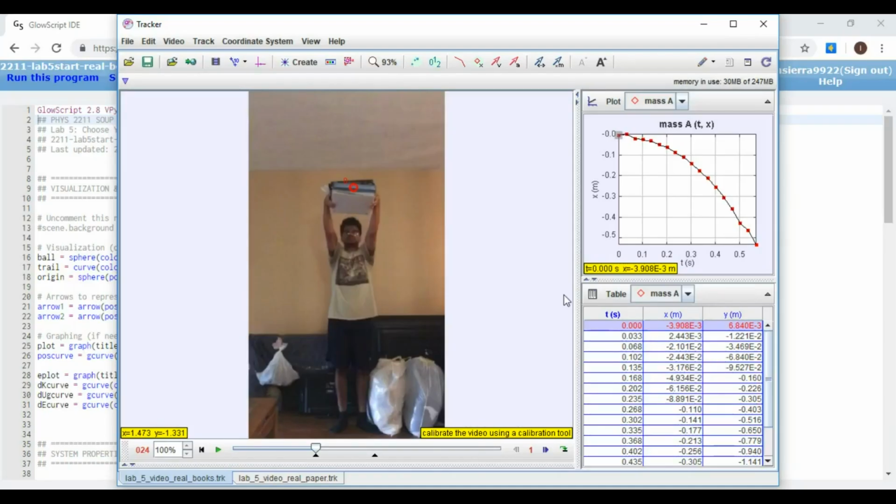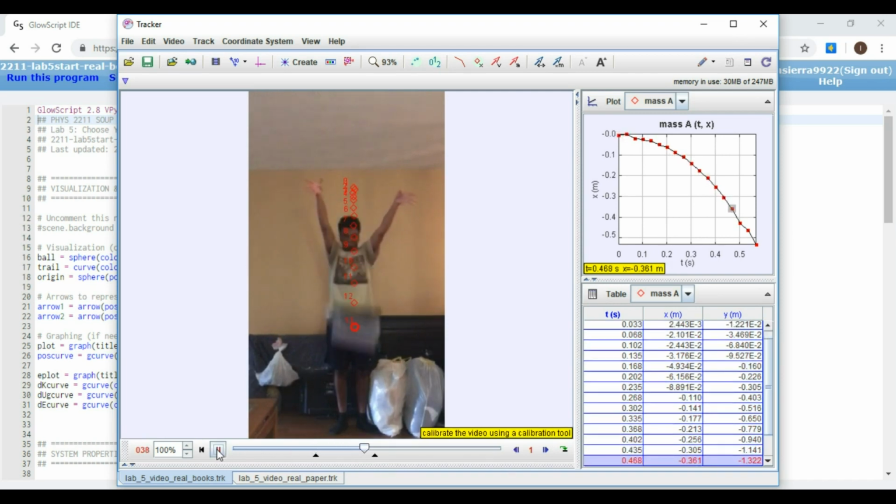In Tracker, I analyzed the motion of both objects falling. I had to set up the orientation of the axis to be in line with the motion of the falling object in order to obtain a downward sloping graph, as you see right here. And the origin is at the center of the object at the beginning of the video. You will see the stack of binders fall to the ground.